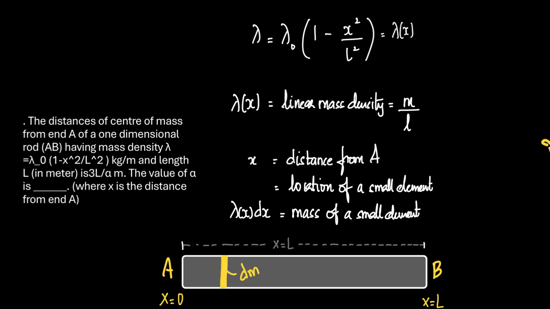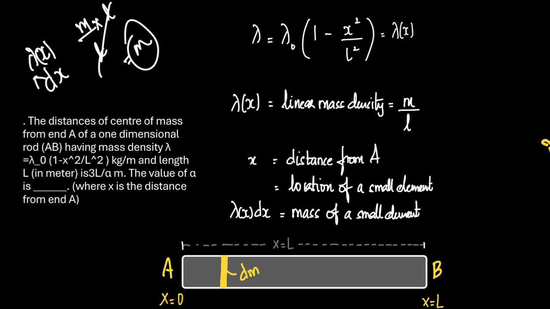Now comes, what is lambda x dx? Lambda x, the unit is m by L, right? So what will be lambda x into dx? It will be m by L into L. So L by L is 1, and what we get is m, which is the mass. So lambda x dx represents the mass of a small element.